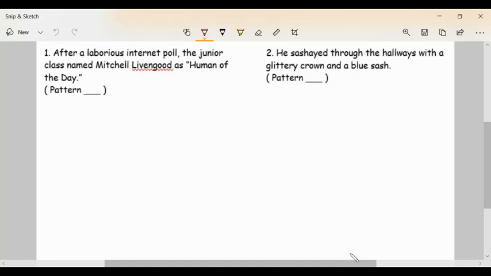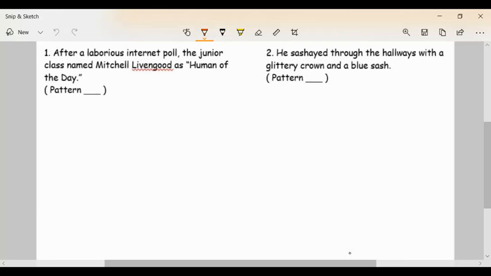Let's take a look at, what if we had these two separate sentences? What if I had sentence 1, which read, after a laborious, meaning labor-intensive or difficult, internet poll, the junior class named Mitchell Livingood as human of the day. And then what if I had he sashayed through the hallways with a glittery crown and blue sash? Because why not? So in this case, I want to start off by simply diagramming these two individual sentences. So I'm going to kind of go side by side with them.